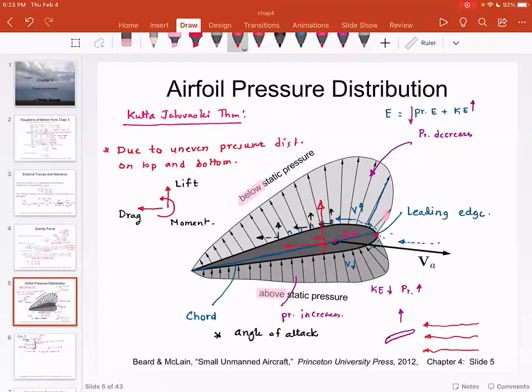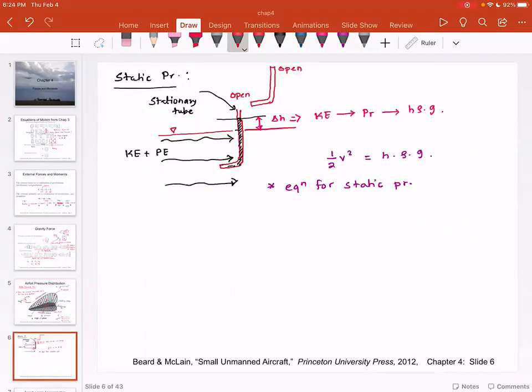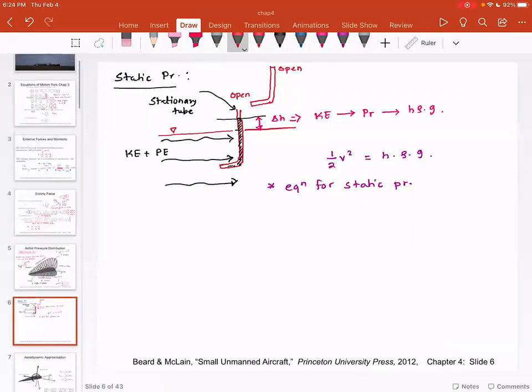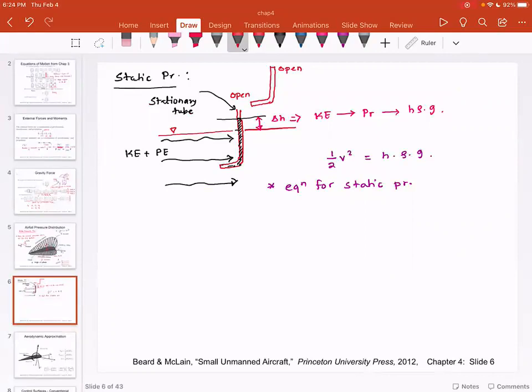The fluid is coming in contact with the surface over here. And at that point, the fluid loses all its kinetic energy. And then that kinetic energy gets converted to potential energy. And then you will have a variation of that on the top as well as the bottom of the airplane airfoil. So that's why the static pressure is a very important concept. And we will see in the next slide that we will use this concept again to find out the total lift and drag force on the airfoil.